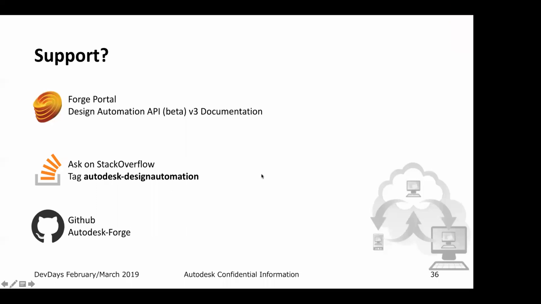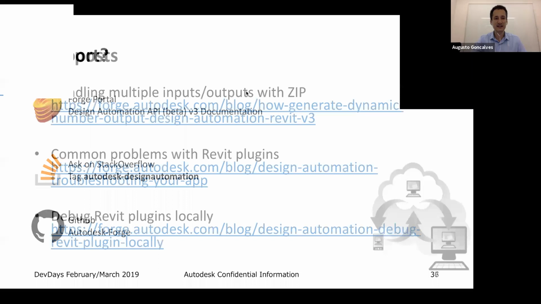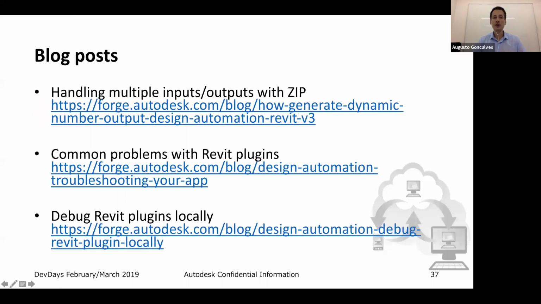I also recommend that you take a look at the blog posts. There are several blog posts, but a few that are very interesting for Design Automation. So that was one of the questions, right? How to handle multiple inputs and outputs. There is a blog explaining how to do it. And yeah, take a look at that one.